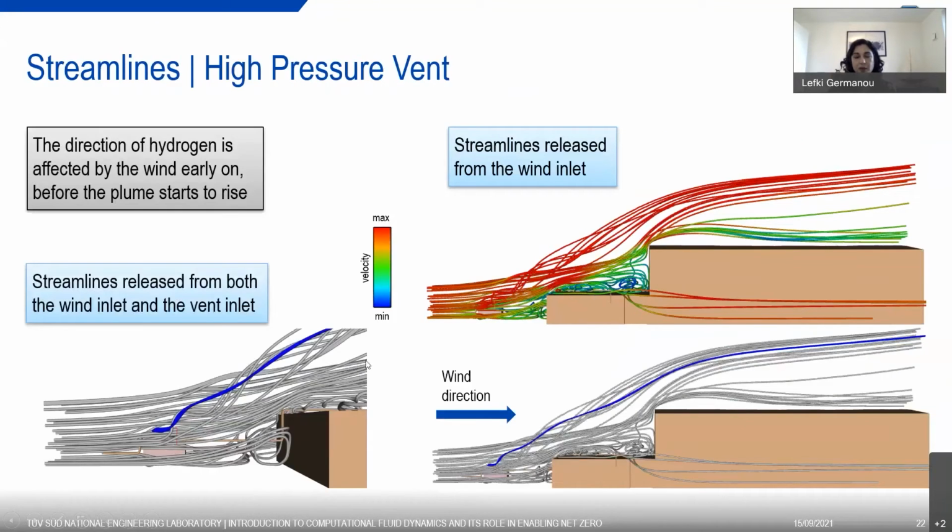And at the bottom, we have also included the streamlines coming from the vent inlet. We can see that hydrogen initially keeps its original momentum and is directed to the left, but it quickly turns to the right towards the James Young building and rises.